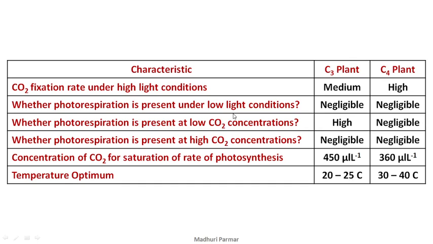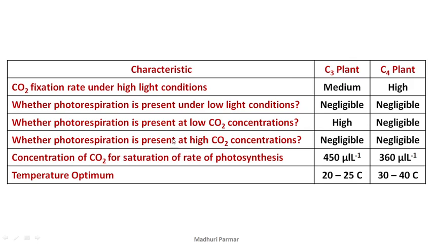Photorespiration under the low light condition will be negligible in C3 plants, and negligible in C4 plants. Okay. Remember, you require high intensity light for photorespiration to take place. Photorespiration is present at low CO2 concentration. So yes, there is a lot of photorespiration at lower carbon dioxide concentration in case of C3 plants, while there is negligible photorespiration in C4 plants at low carbon dioxide concentration.